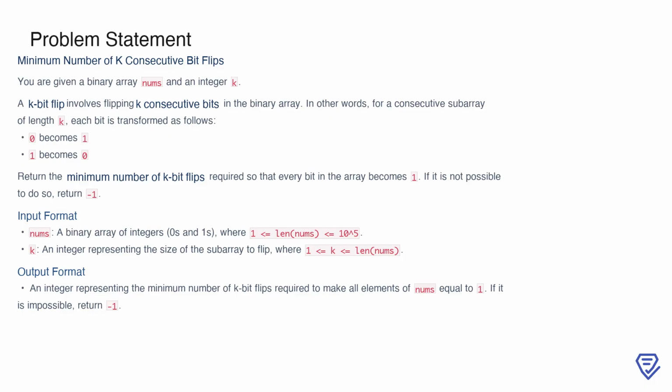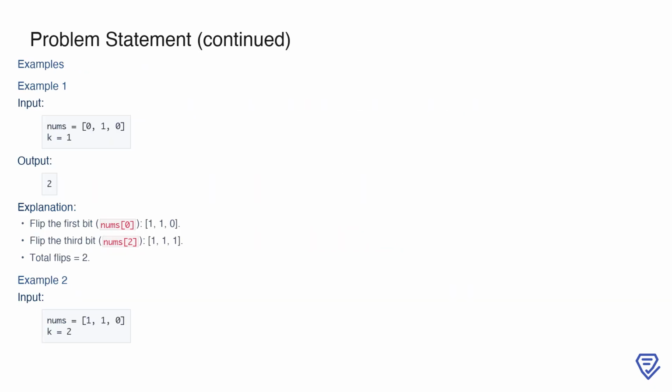The input consists of a binary array nums, where each element is either 0 or 1, and an integer k, which specifies the size of the subarray we can flip. The output is an integer representing the minimum number of flips required, or -1 if the task cannot be accomplished. The problem also specifies that the array can be quite large, with its length going up to 100,000 elements, so efficiency is key when designing a solution. Let's look at some examples to better understand the problem.